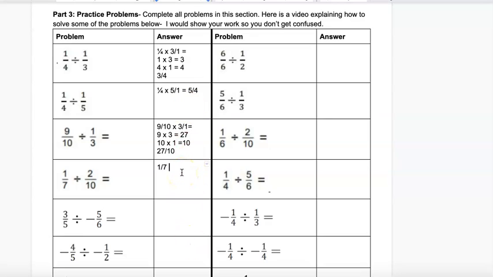1/7, keep, change the sign to multiply, flip the last fraction, multiply 1 times 10 on top, that's 10. 7 times 2 on the bottom is 14. 10/14, which you can simplify, but I'm not focusing on that today.